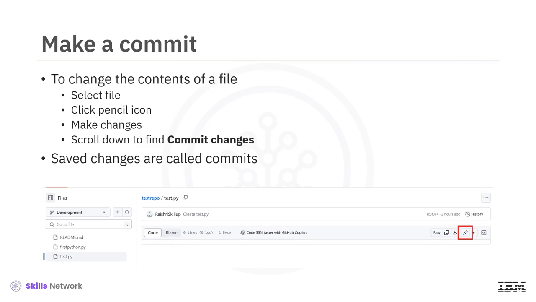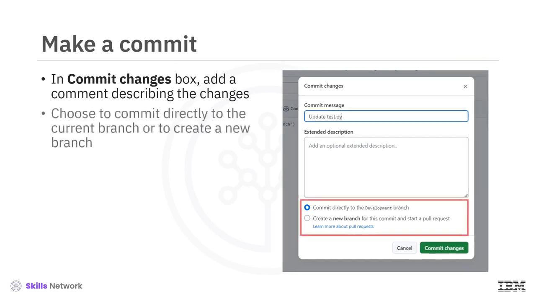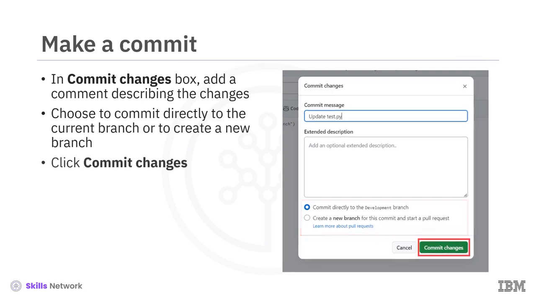When a developer commits a change to their source, they are required to write a comment that describes the changes. The comment should be meaningful and descriptive. The developer can choose to commit to the current branch or create a new branch. Finally, click Commit Changes.